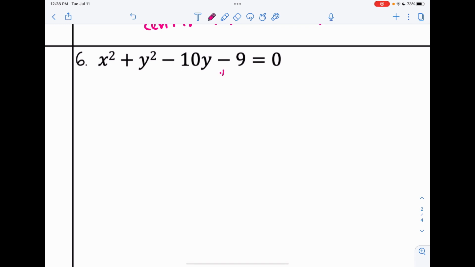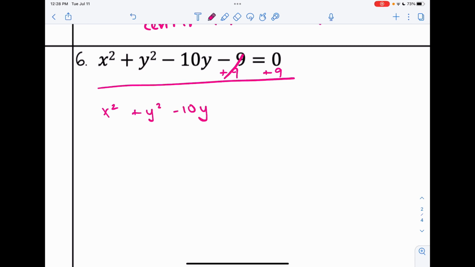Number 6, I'm going to move the 9 over before starting. So remember, I always want my x terms in descending order in terms of the exponents, then my y terms, and any term without a variable I want on the right-hand side. So once I move that over, I see I'm going to need to leave a space after the y's. It will get filled in with a plus 25.